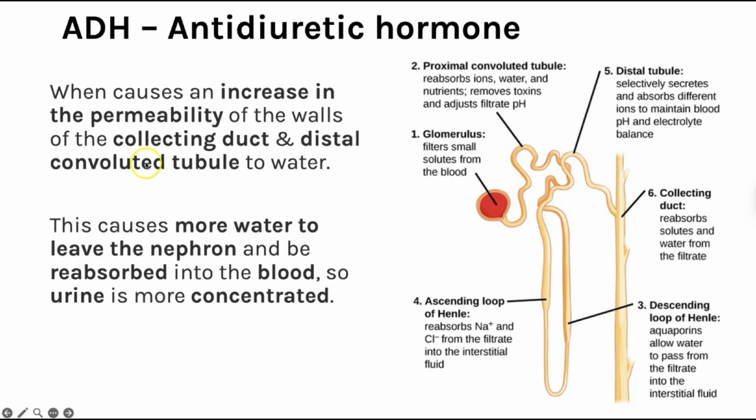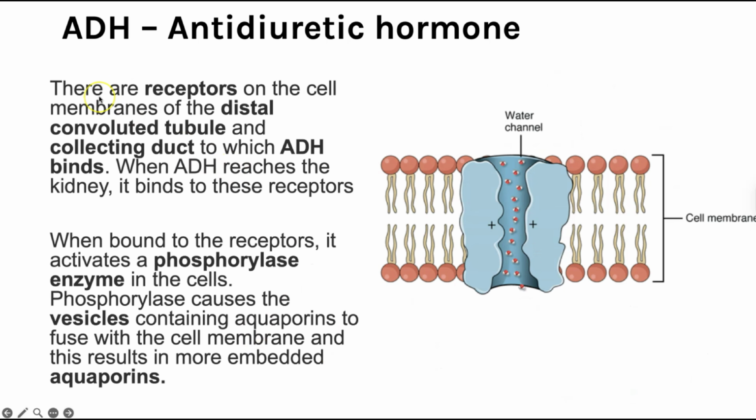So ADH, antidiuretic hormone, is going to cause an increase in the permeability of the walls of the collecting duct and the convoluted tubule. And as a result, more water is going to move from the nephron by osmosis back into the blood. And that results in urine that is more concentrated and in smaller volumes. So there are receptors on the cell membranes of the distal convoluted tubule and the collecting duct to which ADH binds. When ADH reaches the kidney, it binds to those receptors.